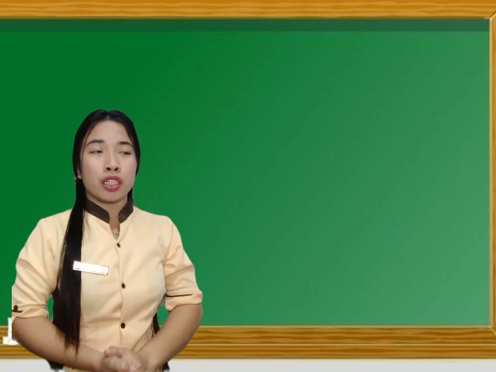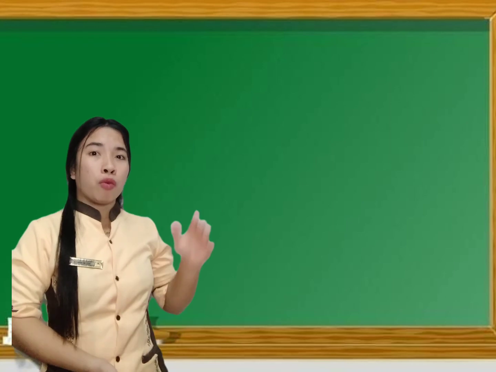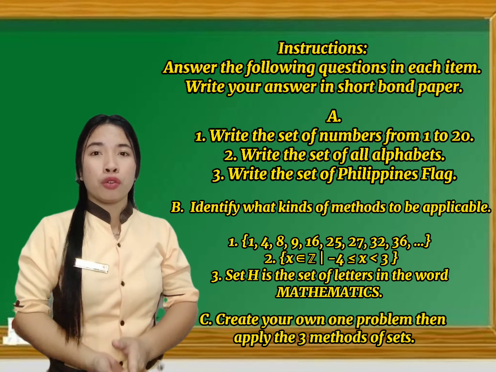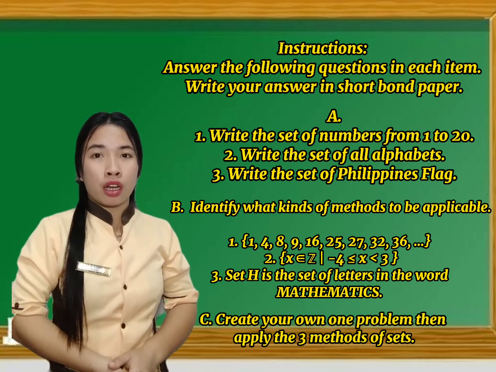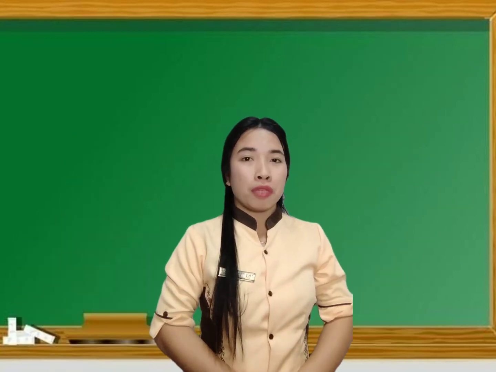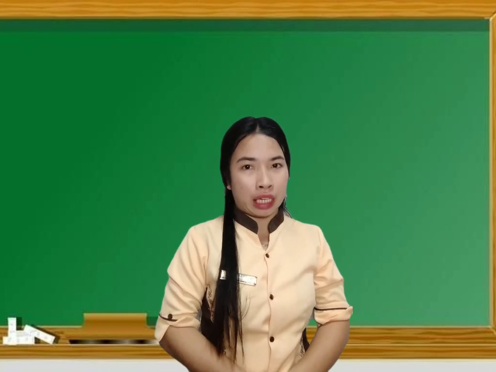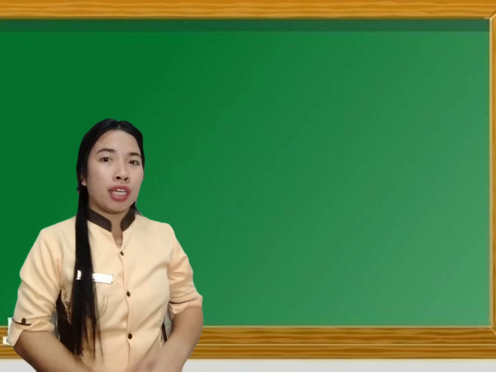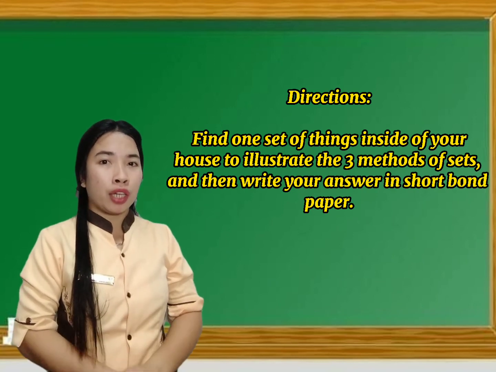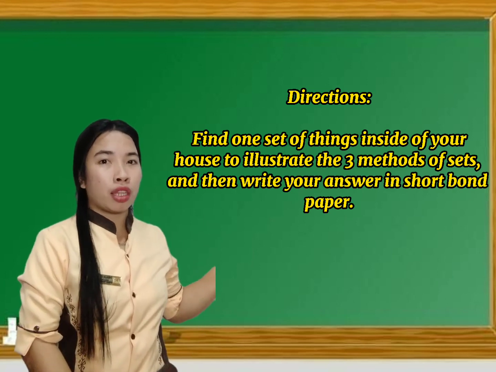Okay, class, please go back to your seating arrangement. On a short size bond paper, I want you to answer the following questions. I will give you 20 minutes to answer and you can start now. Okay, are you done? Please pass your bond paper to the front and we can check your answers for the next meeting. And for your assignment, please answer this on a short size bond paper. I want you to find one set of things inside your house to illustrate the 3 methods of sets.